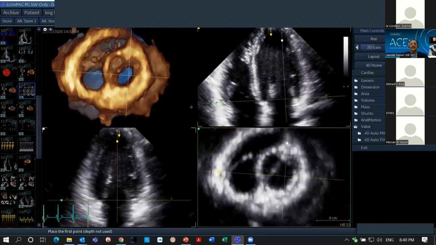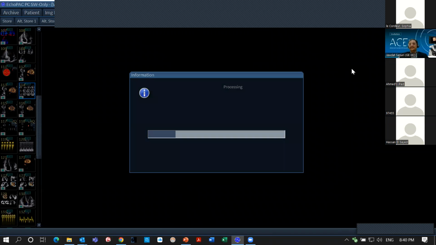Okay, so we did the MVQ. There's also the right ventricular quantification. We can also do it from here. We did the mitral valve, and here's the tricuspid valve quantification, where we can just do it on the same data set.